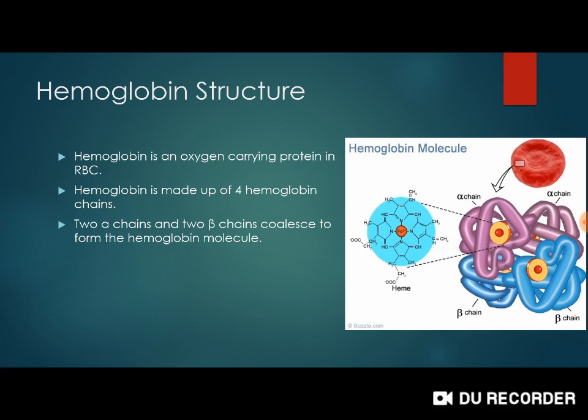Before I talk about sickle cell disease, it's important to review the hemoglobin structure, which you can see on the right. Hemoglobin is an oxygen-carrying protein in red blood cells. Hemoglobin is made up of 4 chains. There are 2 alpha chains and 2 beta chains that coalesce together to form the hemoglobin molecule.